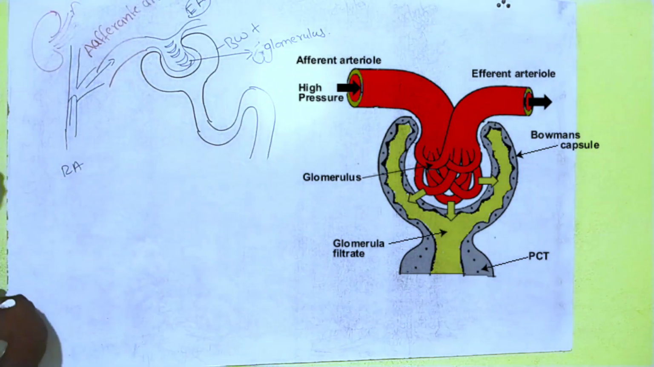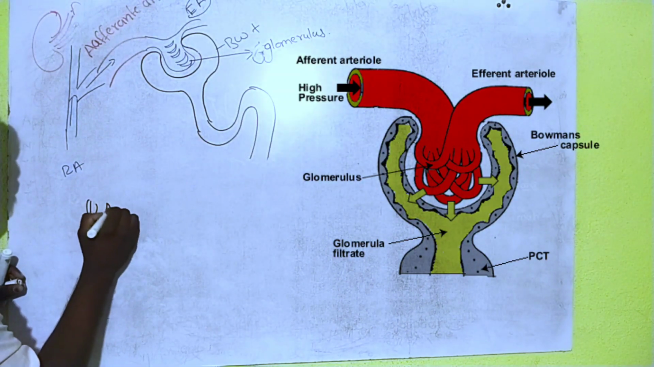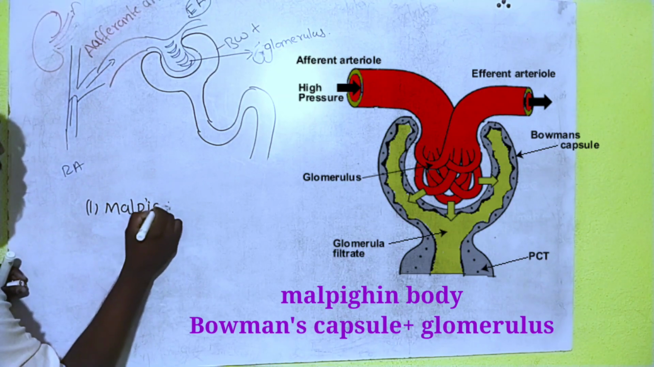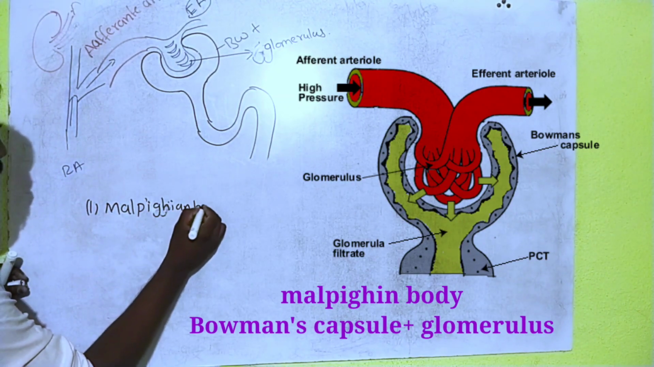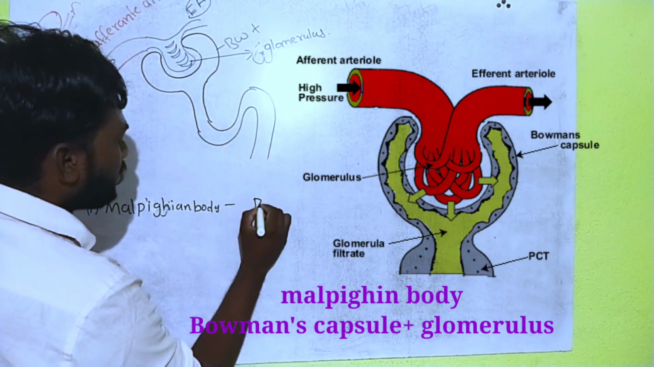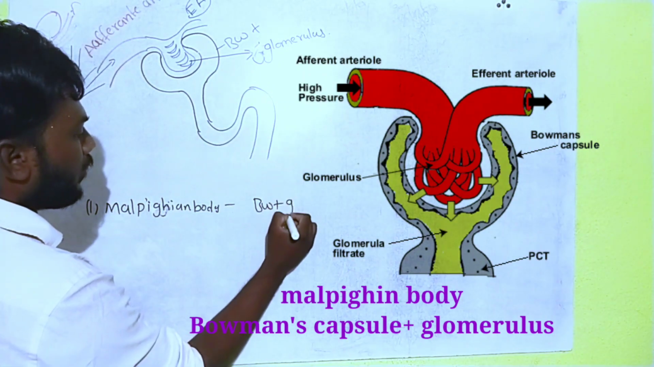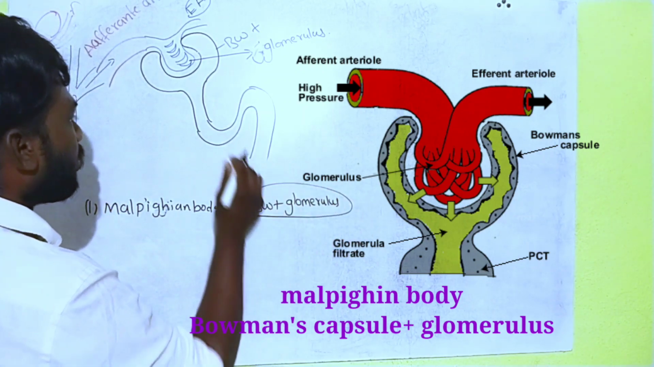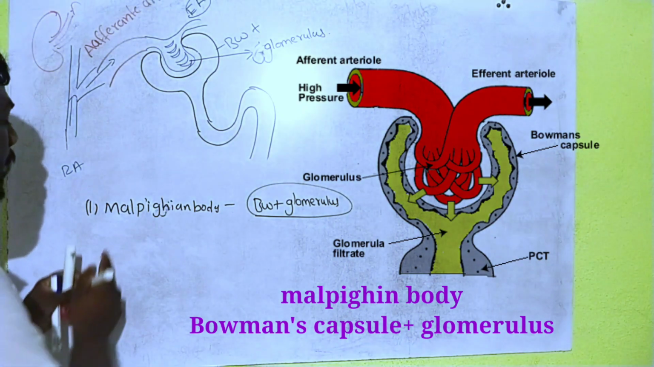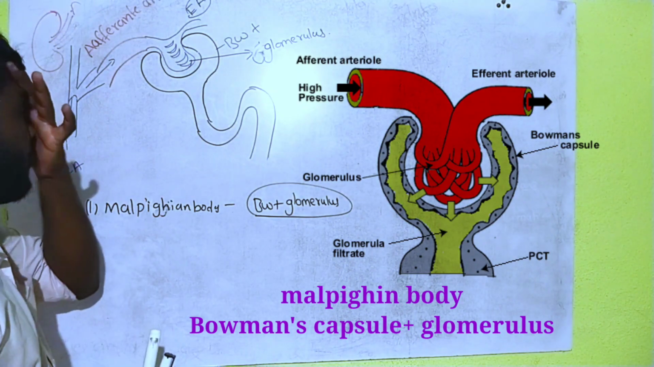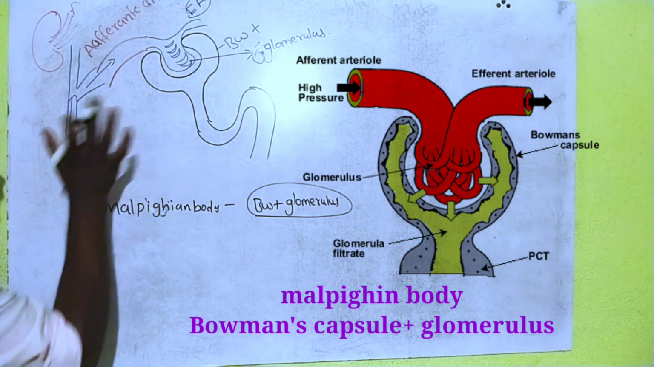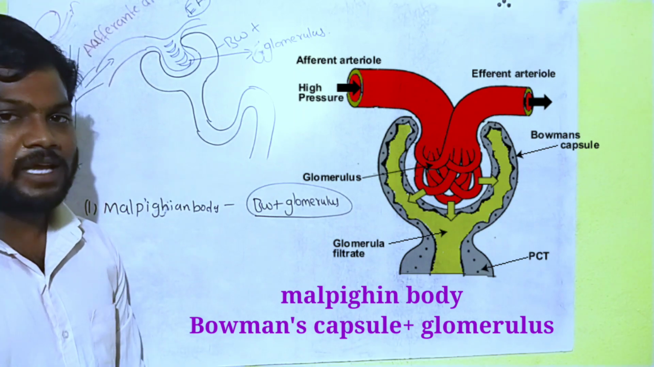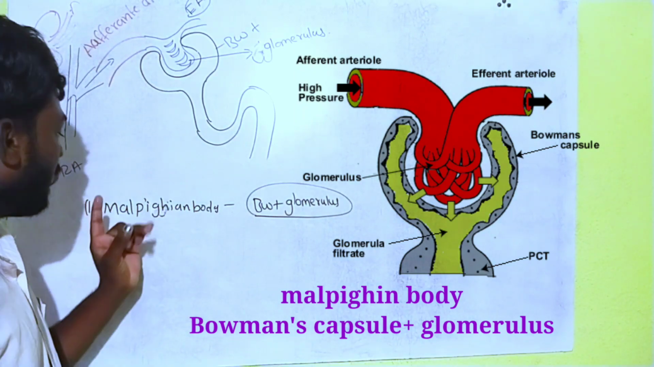Here, Malpighian body means Bowman's capsule and glomerulus. This Bowman's capsule plus glomerulus together we call a Malpighian body. Very easy. We know that each nephron has two parts: one is a Malpighian body, one is a renal tube. Now we are going to the first one, the Malpighian body.